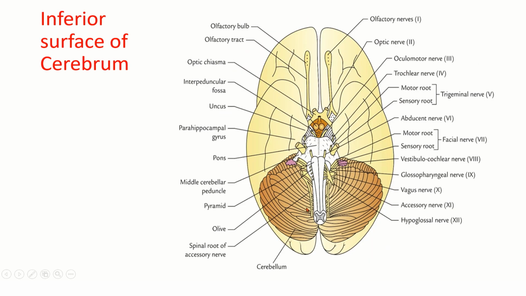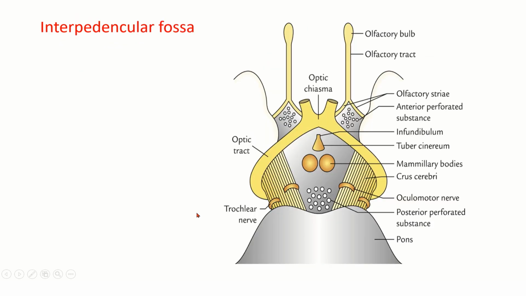The same picture represents the inferior surface of the cerebrum. All these we deal with when we are dealing in detail with the cerebral features. This is just us introducing the parts of the CNS. You can see this is the interpeduncular fossa. You can see these are the cerebral peduncles.